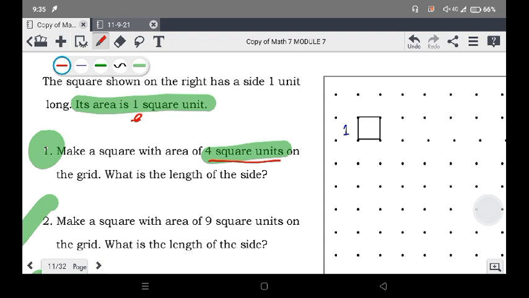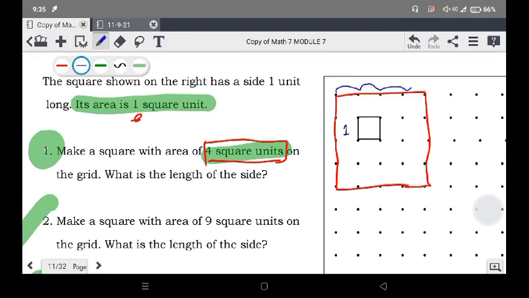So, 4 square units, we have 1, 2, 3, 4. Okay. So, we have now created a square with 4 square units. Now, it is asking for the length of the side. So, the length of the side, from here, we have 1, 2, 3, 4. So, the length is 4 units. Therefore your answer here is 4 units.